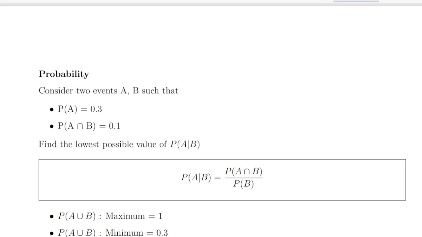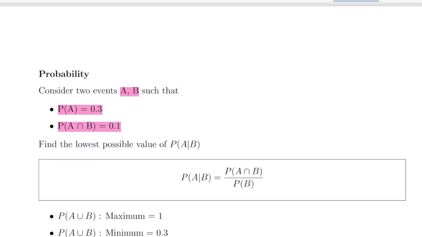In this presentation, we are going to look at an introduction to probability worked example. We are given two pieces of information about two events here, A and B. So we're told that the probability of A is 0.3 and the probability of A intersection B equals 0.1.